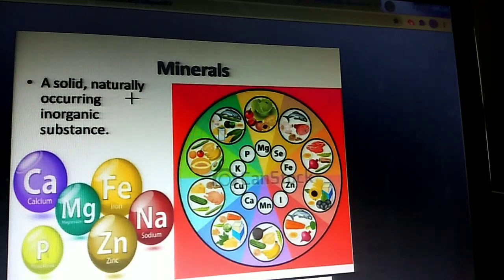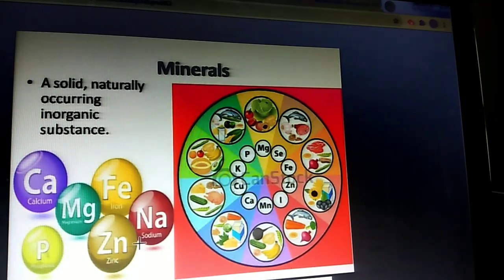And they are inorganic, like usually metals, non-metals. Some of these you will be learning in higher level chemistry. So those are inorganic substances, present in very minute quantities in the plant and animal bodies. So these are the metals which are termed as inorganic substances.